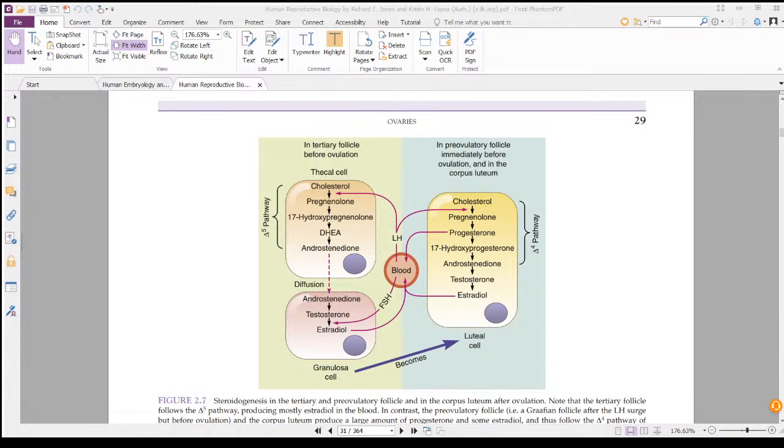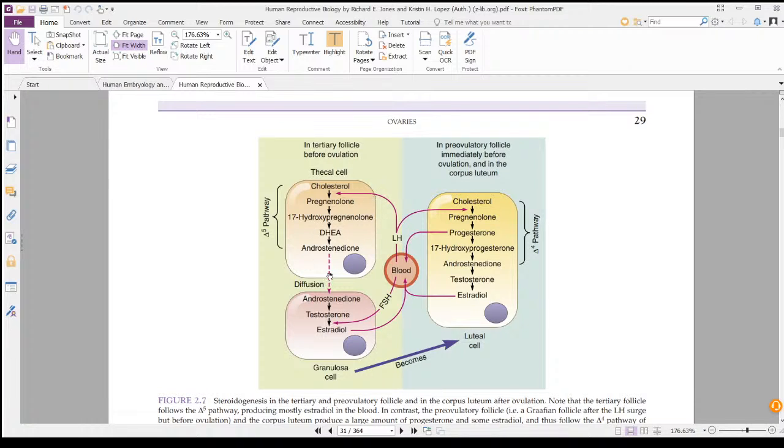That image will be visible to you in a few seconds. Okay, it's coming on. Now it has come on. You can just see the image, and just observe. You don't need to mug up anything. You just observe. This is the tertiary follicle, the pre-ovulatory follicle immediately before ovulation, and the corpus luteum also.